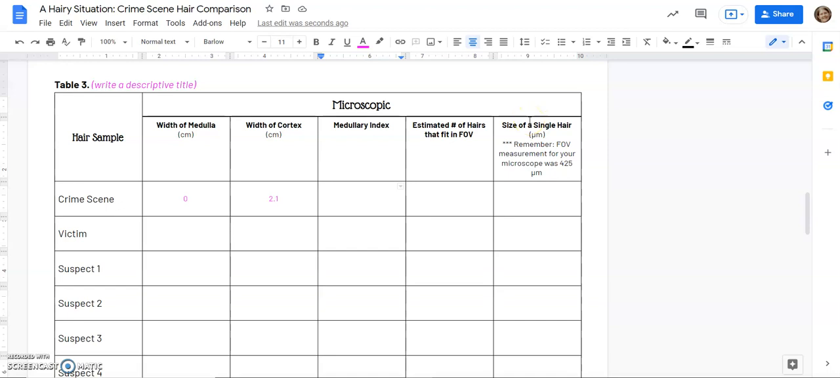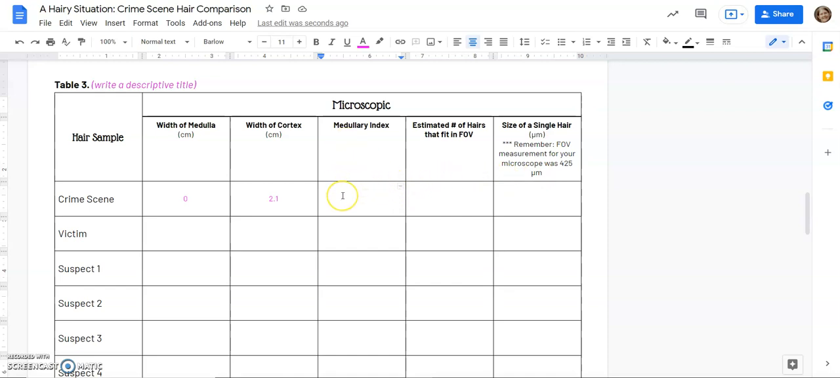Hello everyone, it's Mrs. Poffenberger, and today I'm just going to go over how to complete these last three columns in your microscopic data table, Table 3, for your Hairy Situation Crime Scene virtual hair lab.